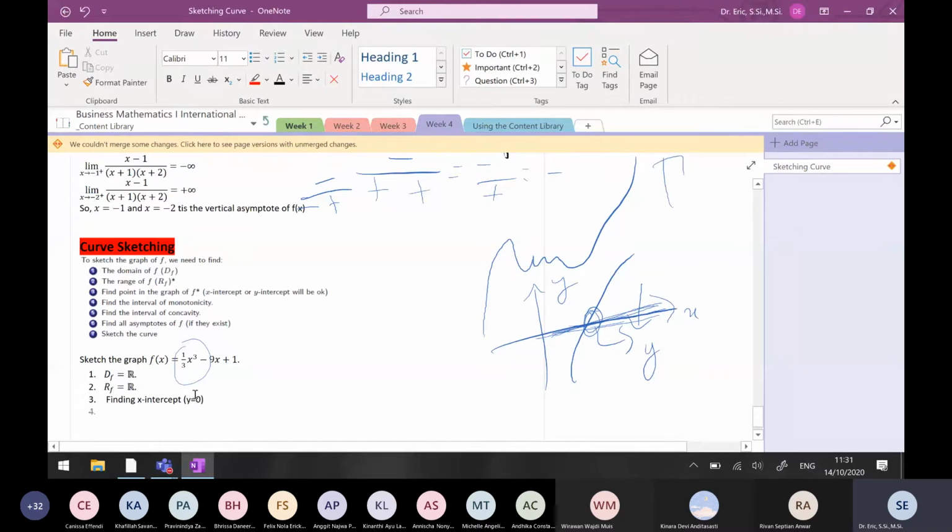Okay, what is y? y is this. So you have to solve 1/3 x cubed minus 9x plus 1 equals 0. Does it seem easy for you? Finding the root of a cubic polynomial, unlike a quadratic polynomial where you can use the ABC formula, is not so easy.